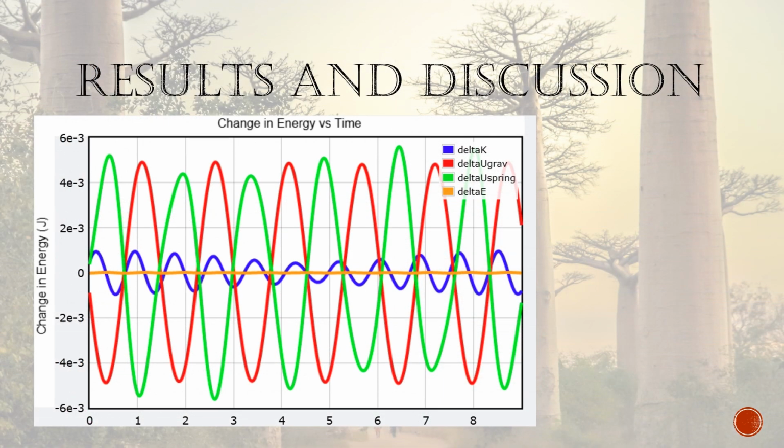When the simulation was run, we achieved this graph of the change in energy versus time. Here, the change in total energy is represented by a flat line at 0, demonstrating that the net change of the entire system is 0. The other changes in energy, on the other hand, trace out sinusoidal patterns with their amplitudes ultimately adding to 0.